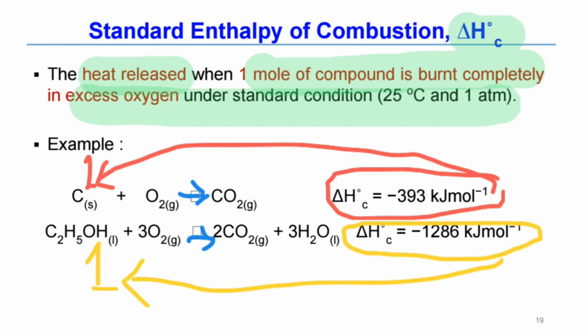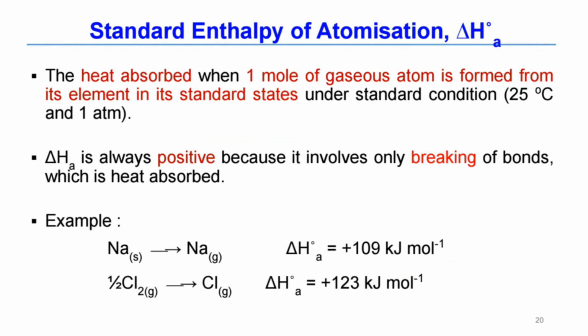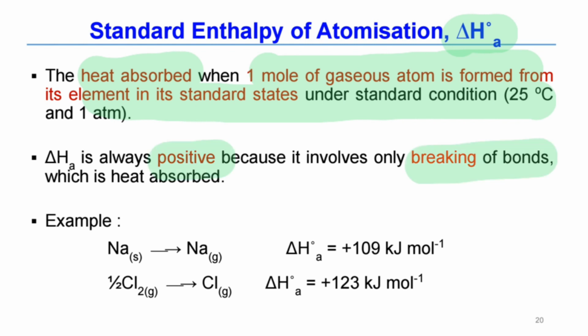Standard enthalpy of atomization, written as delta H naught a subscript, is the heat absorbed when 1 mole of gaseous atoms is formed from its element in its standard state under standard conditions, 25 degrees Celsius and 1 atmosphere. This value of enthalpy is always positive because heat is absorbed and energy is required in bonds breaking.